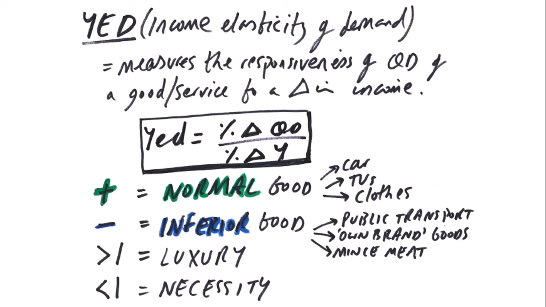Okay. So it might be a good idea to go back through this part of the video and see if you can recall all the answers and the examples of all the normal and inferior goods, for example. But we also have to remember what XED is. So X obviously stands for cross price elasticity of demand. So pause the video, define XED.